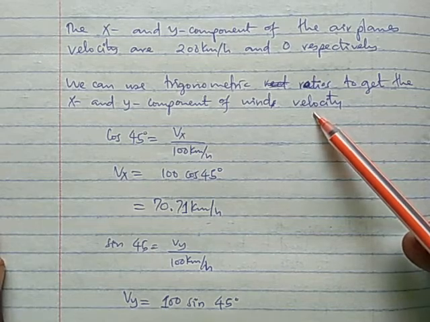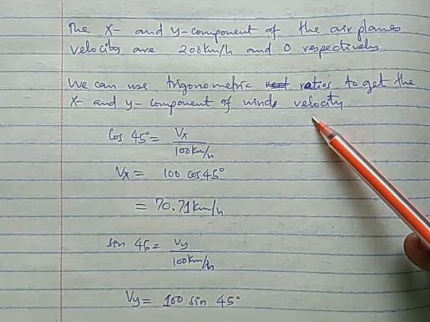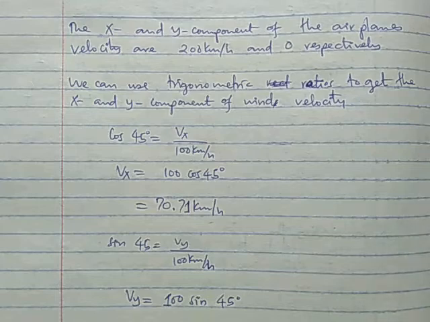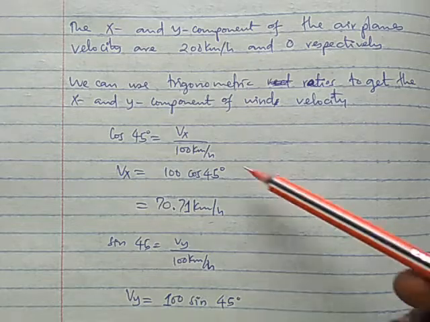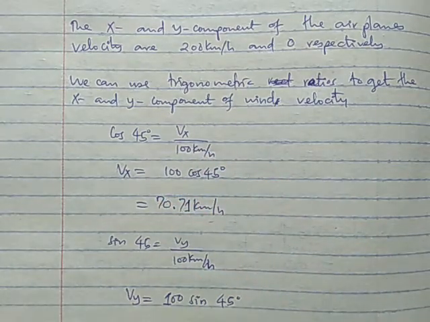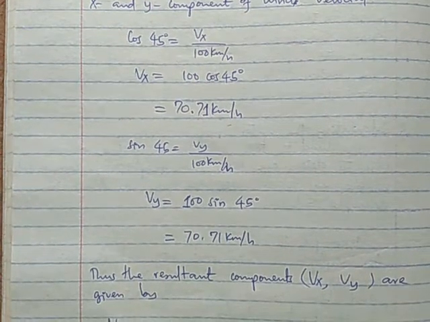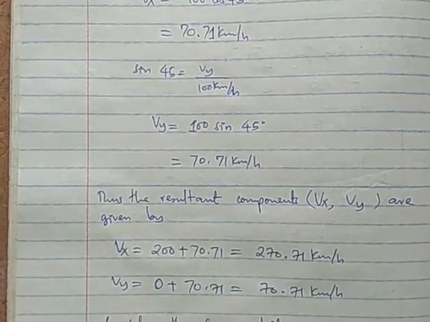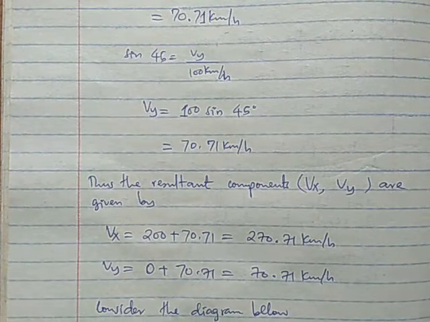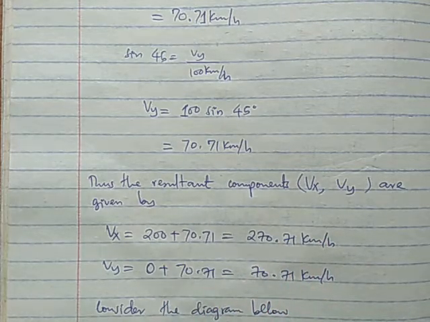For the velocity, we have the velocity of the airplane which was 200 km/h, and the velocity of the wind, which was 100 km/h. So we will say Vx is equal to 100 cos 45. Remember, we said that if it is adjacent it is cosine. And Vy is equal to 70.71, because the sine and cosine of angle 45 give that value. Thus, for the resultant vector, we can calculate Vx and Vy here. Vx is 200 plus 70.71, which gives 270.71, while Vy is 0 plus 70.71, which gives 70.71.